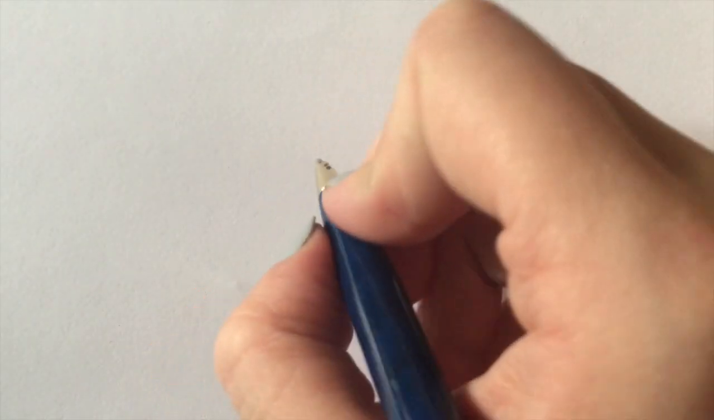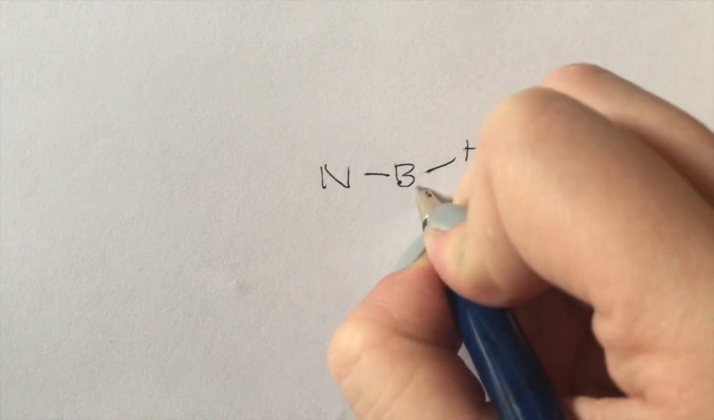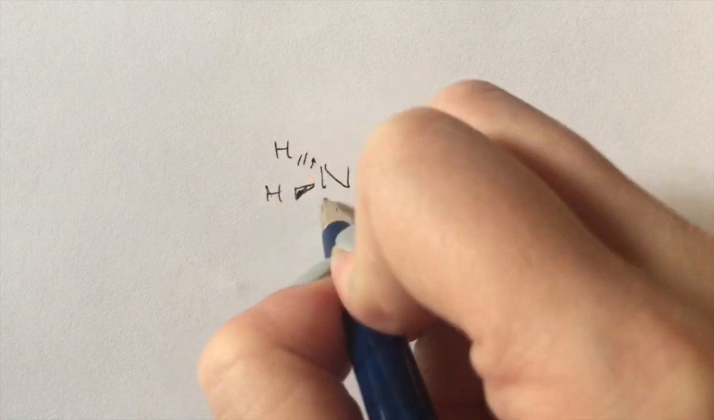And now here's what our final product would look like in a reaction between NH3 and BH3, and all because of HOMOs and LUMOs.